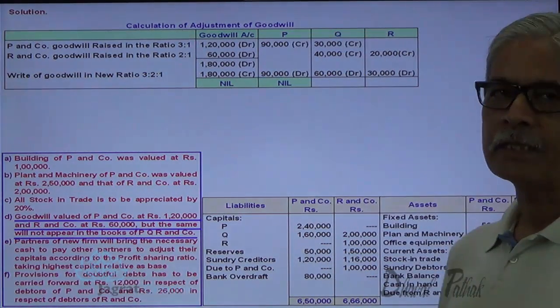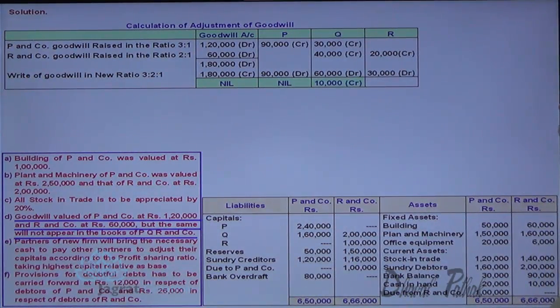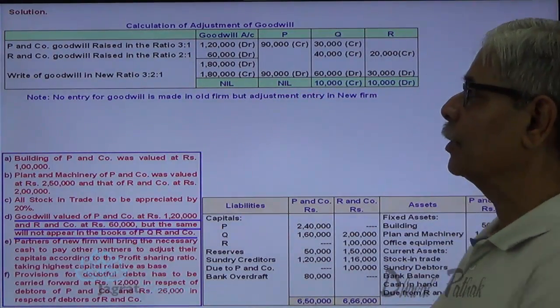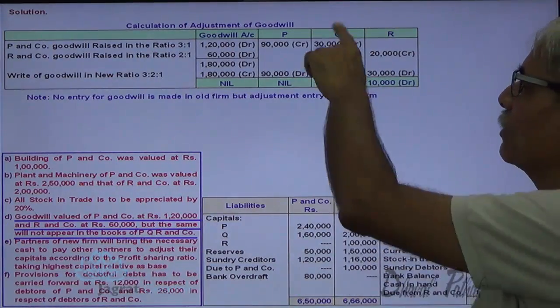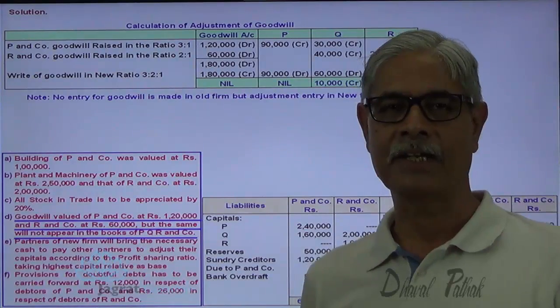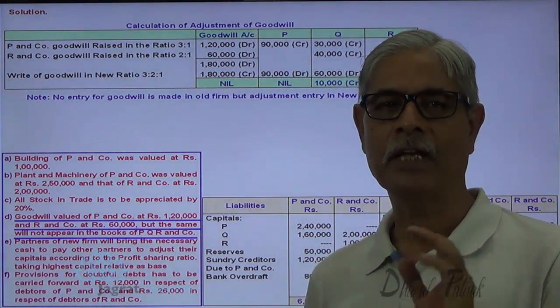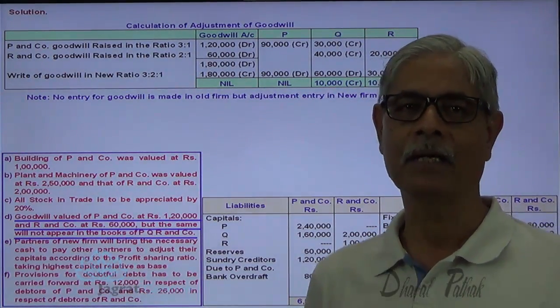Here 40 plus 30, 70 credit, 60 debit. So the net effect is 10,000 credit, and here 20 credit and 30,000 debit, so the net is debit. So what is the net adjustment effect to the capital accounts of the partners? The adjustment will be R's capital account debit 10,000 and Q's capital account credit 10,000. This is the adjustment entry of goodwill to the capital accounts of the partners that we are required to pass in the books of the new firm. That is to be done after amalgamation.